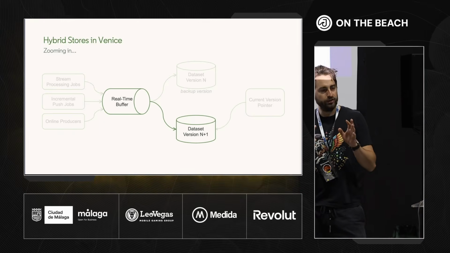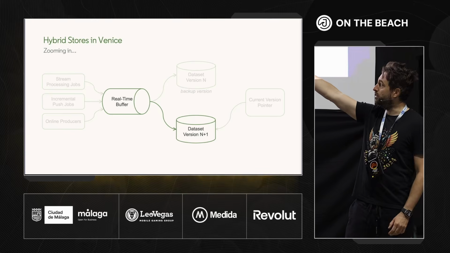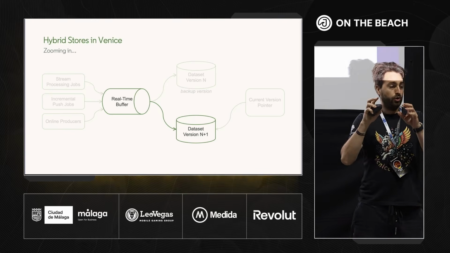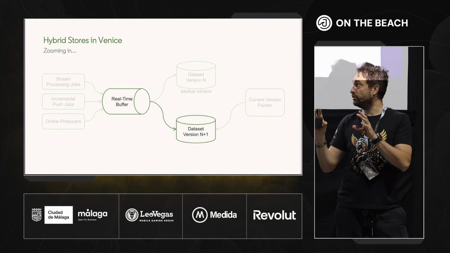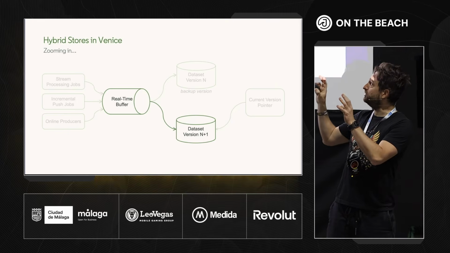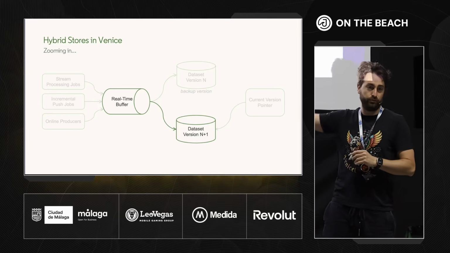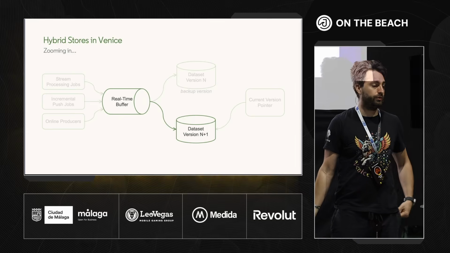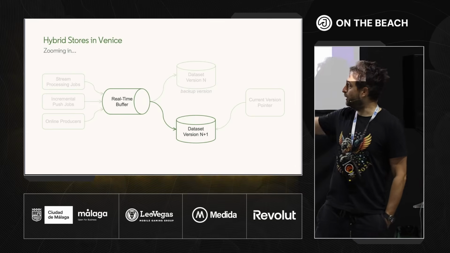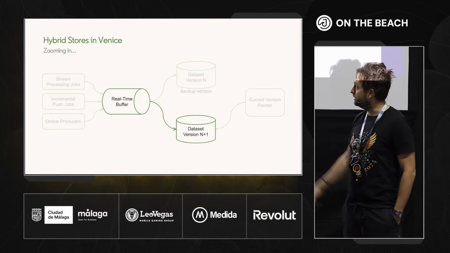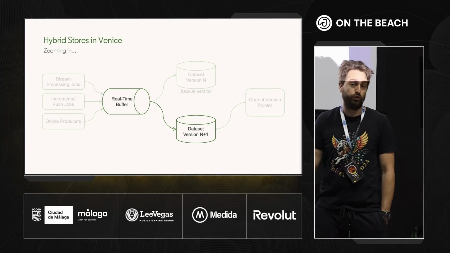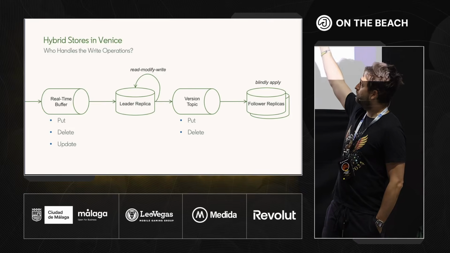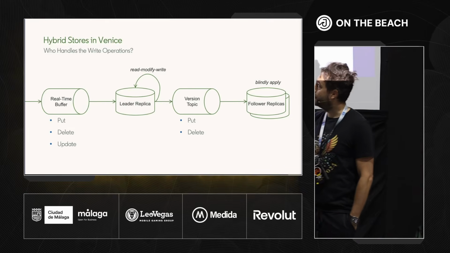Now, for this next part, I want to zoom in on these two components, the real-time buffer topic and one of the dataset versions, right? So what I'm about to present actually exists separately for each dataset version that is active in the system. So this happens independently for each of the versions. So if we explode this little database icon here, which essentially represents the Venice server in a sense, internally we got these three components.